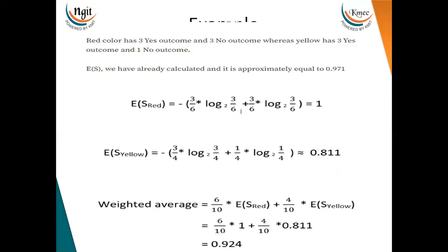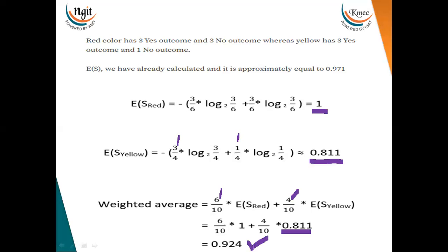So remember these values. As I told you, there are 3 yes for red and 3 no's for red, so it will come as 3 by 6. And out of 4 yellows, 3 are yes and 1 is no. So by doing the calculation, I will get the entropy of red as 1 and the entropy of yellow as 0.811. Now, when I take its weighted average, out of 10, how many red are there? 6. So multiply it with its entropy 1. And out of 10, how many yellows are there? 4. So multiply with its entropy. And finally, I will get the weighted average.